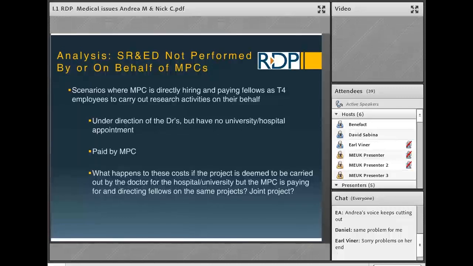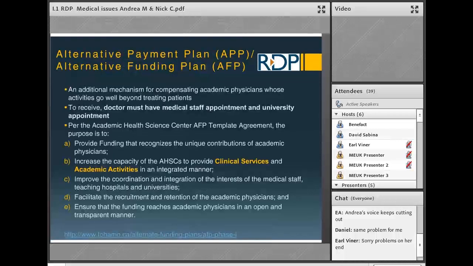And this is divided into their clinical services and then also their academic activities. Hopefully they can do that in a more integrated manner with this alternative funding provided to them. This is also to improve the coordination and integration between the medical staff, teaching hospitals, and universities. So it's sort of a one-stop funding.